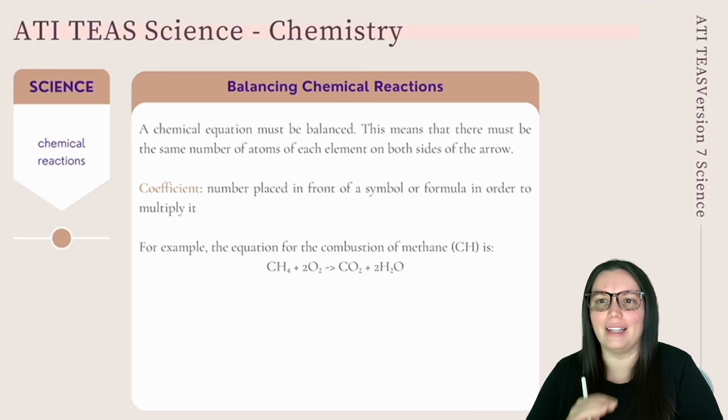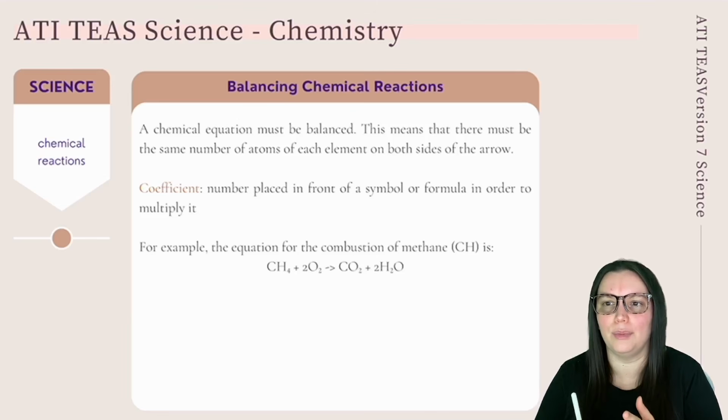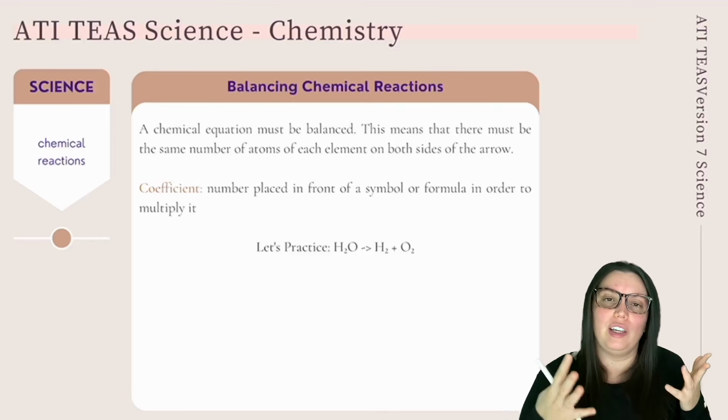In order to balance this equation, we need to add a coefficient in front of each compound. A coefficient is the number that is placed in front of a symbol or formula in order to multiply it. Let's take a closer look at a different chemical equation and break down how this is specifically done. Now let's take a closer look at our own equation.